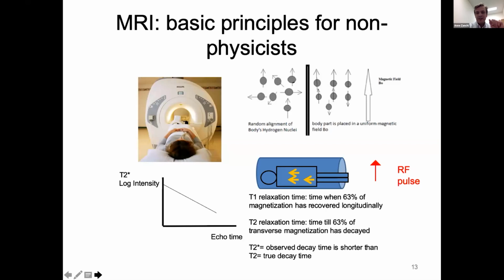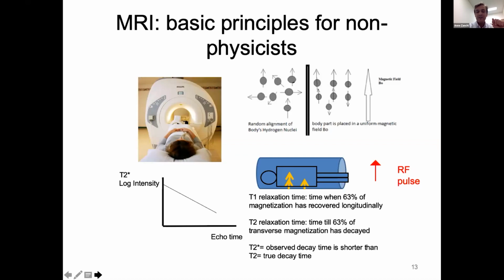This magnetic field can be altered by giving radio frequency pulses. And this will change the magnetic field. And when these hydrogen mini magnets change position, they will increase the energy level, emit a signal that we can capture with the MRI antennas, and we can follow the intensity of the signal over time and follow the repositioning of the hydrogen atoms in their original position.